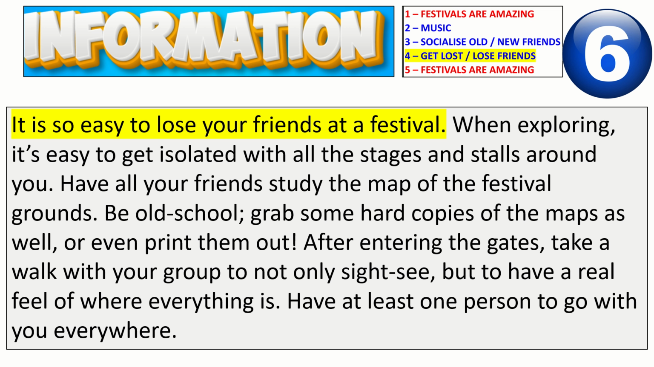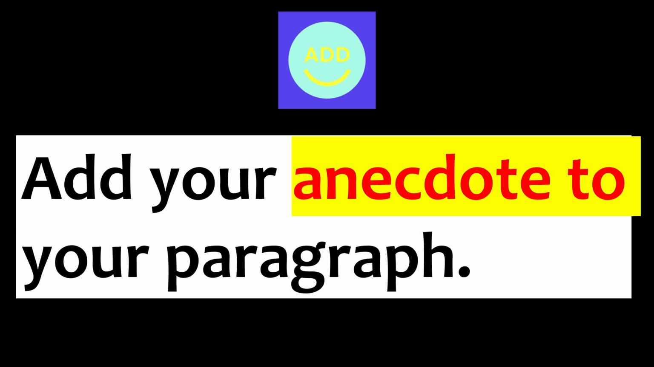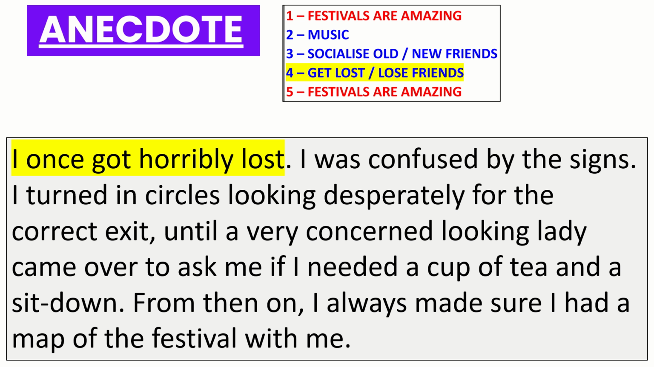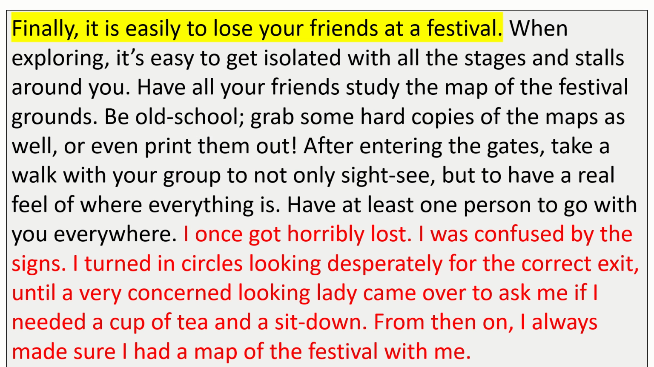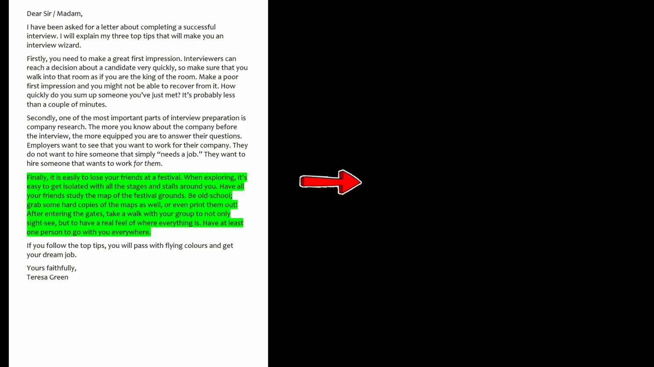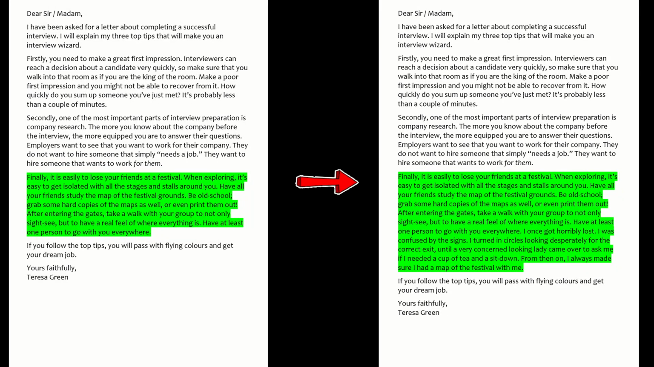It's okay. I mean, it is a good paragraph, but if we add an anecdote, it's going to improve it even more. So her anecdote about being lost was, I once got horribly lost at a festival. I was so confused by the signs, I turned in circles looking desperately for the correct exit, until a very concerned looking lady came over to ask me if I needed a cup of tea and a sit down. From then on, I always made sure I had a map of the festival with me. So again, that's 4 sentences, so now it's bumped up to 10. And again, my anecdote proves my point that it is easy to lose your friends at a festival. So I've gone from that to that. Really improved my paragraph, almost doubled it.